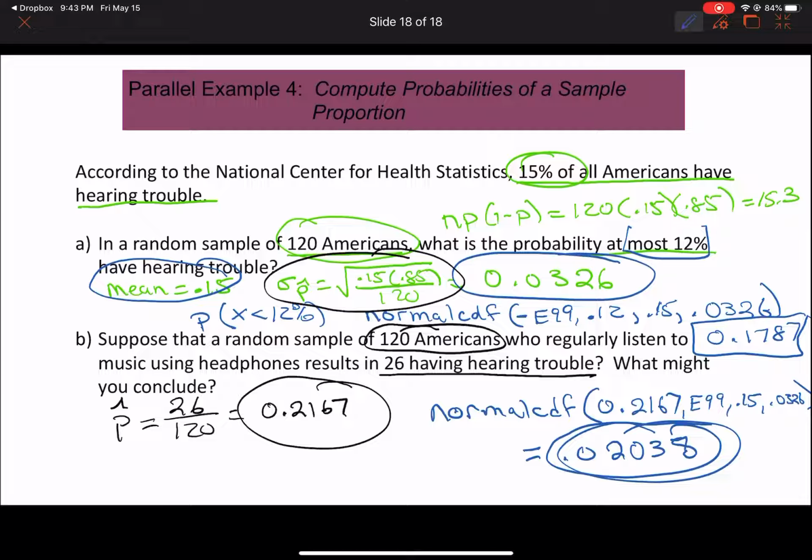So basically what we can conclude here is that possibly the music, the headphones, would have caused hearing loss for these people, because our original statement had nothing to do with headphones. So we can say here that possibly listening to the music in headphones is probably causing that extra hearing loss, because there's really only a 2% chance of that happening. So that's not good. So we might have to go back and talk to them about listening to headphones, and maybe they're listening to it too loud. I don't know. But that's what we can conclude from that.